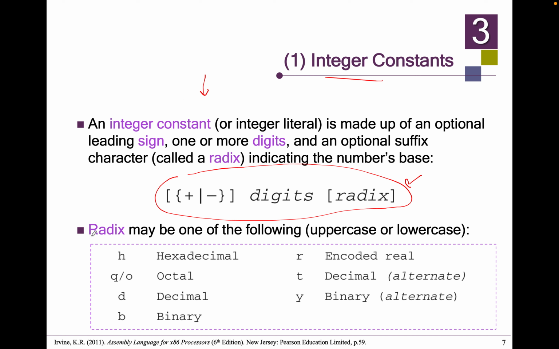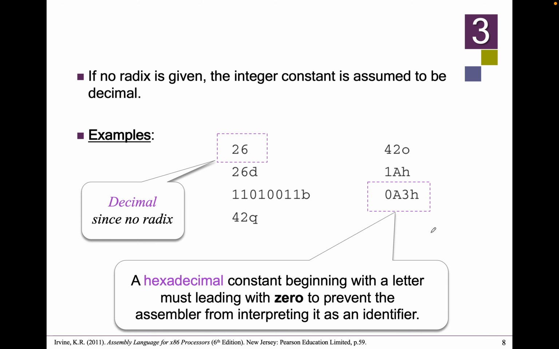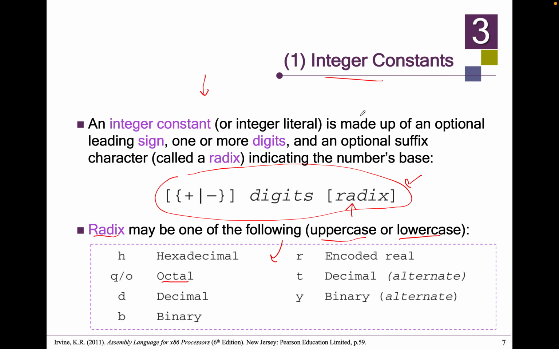There are also examples of how you can write in terms of the radix. Sometimes the radix can have several representations. You can see here in your octal, you can use the Q or also O, and it doesn't matter whether it is uppercase or lowercase. So please go back and look into several examples of the integer constant.